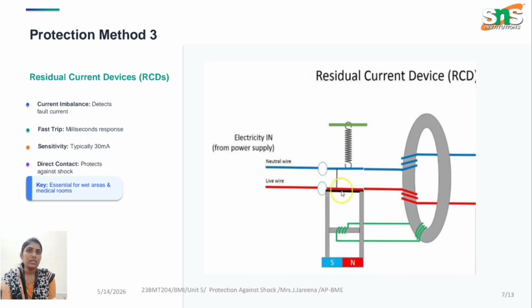The next method is the residual current device, RCD. It detects the imbalance between the live and neutral wires. Whenever it detects even a minimal fluctuation, for example 3 milliamperes or so, it immediately trips fast. It disconnects the circuit, so the leakage current is prevented from reaching the patient. It is very sensitive, typically 30 milliamperes, and it protects against direct contact, in terms of protection against shock.